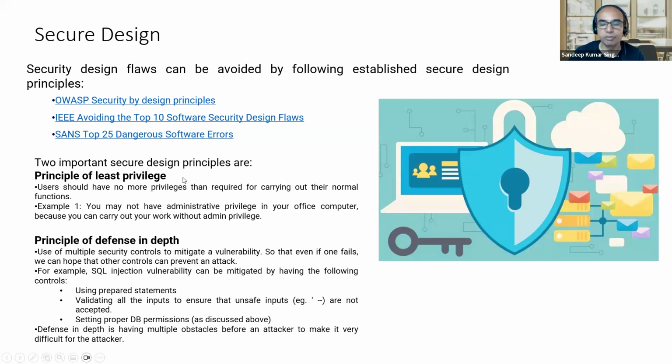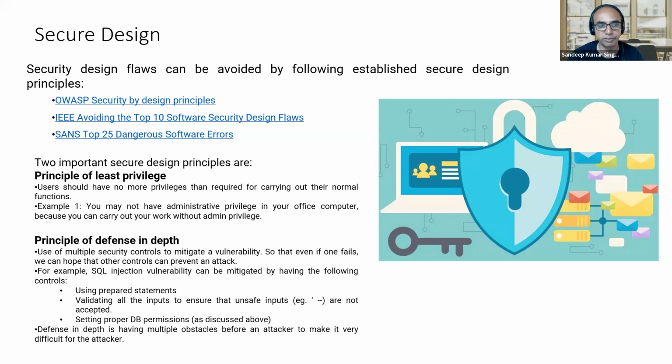The principle of least privilege says to give as minimal privilege as possible. As an example, you may not have administrative privilege on your office computer because you can carry out your work without admin privilege, right? The laptop that I'm currently presenting with, I do not have admin privileges on it, because it's my office laptop that I'm using for this session. I do not have admin privilege for a legit reason, because for the normal activity that I'm working on, I don't need admin privilege. That is well monitored, right?